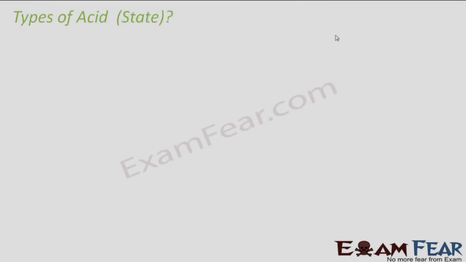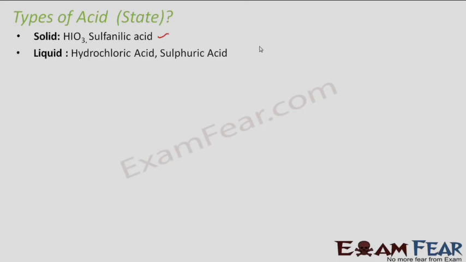We can also classify acids on the basis of state. We have solid acids, for example sulfamic acid. We have liquid acids, for example hydrochloric acid and sulfuric acid. And we have gas acids, for example H2S and CO2. Carbon dioxide is considered to be acidic in nature. And H2S.